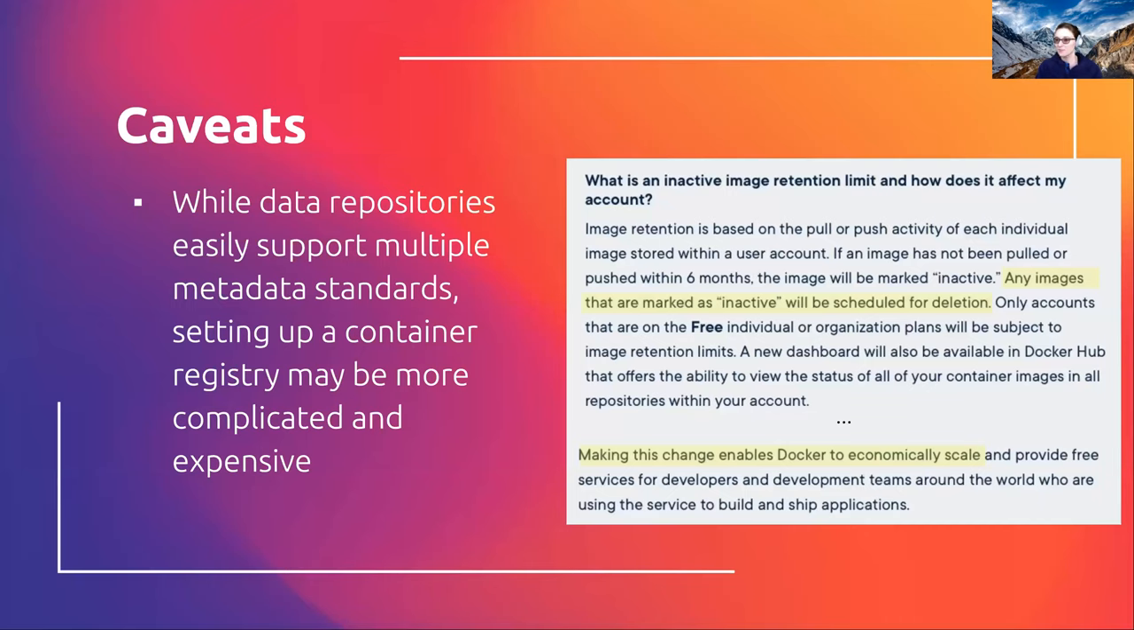So of course there are problems. While data repositories handle metadata standards really well and can integrate multiple metadata standards, setting up a container registry is more complicated and expensive. Here we can see a screenshot from Docker Hub that now has a purge period, and they are going to delete many of the containers that were there for some years. For example, I have several containers on Docker Hub, and I never thought that they would just delete them like that. It is a reality check, understanding that this is expensive, and that of course they are going to delete them at some point. And they want a more sustainable solution than this.